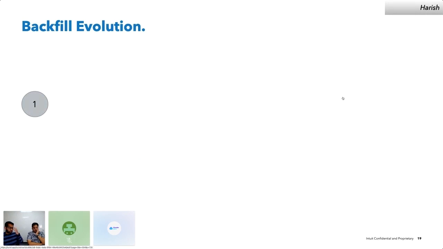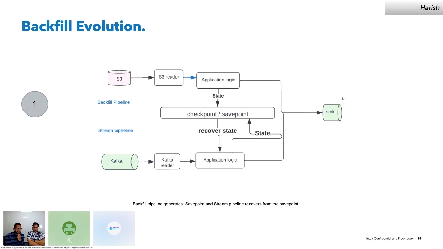So I'll go through the evolution process of this backfill. If you see this diagram, as mentioned, we have our two sources: one is S3 and the other is Kafka. Initially, in Beam, we created two pipelines. One pipeline reads data from S3 and creates the state, and once that is done, we try to use the same state and switch our source.